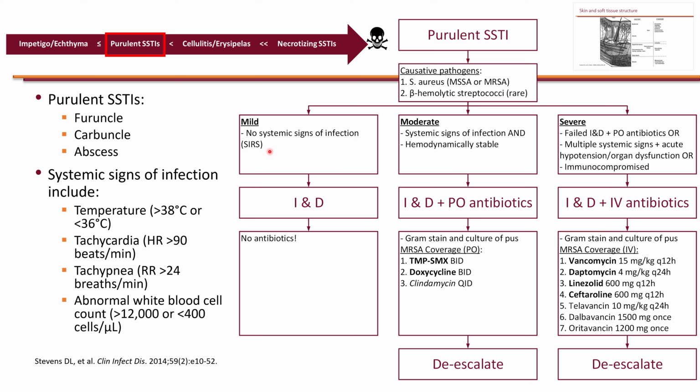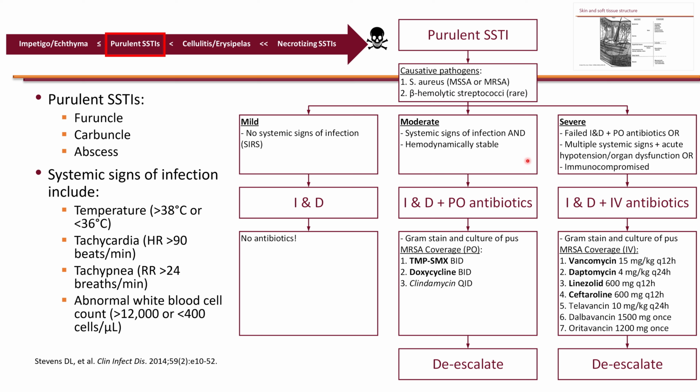that's driven by presence or absence of SIRS criteria. So if no systemic signs of infection, that's essentially mild, and all you need to do is incision and drainage. So essentially it's a source control strategy. So once you remove the pus, the patients will recover, so no need for antibiotics.